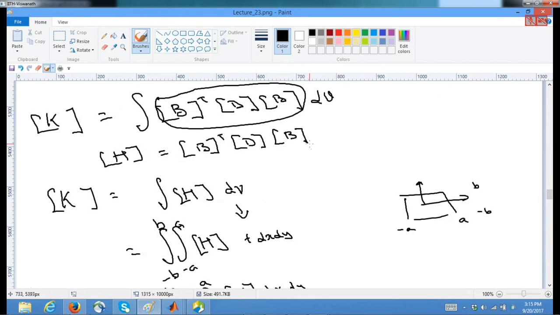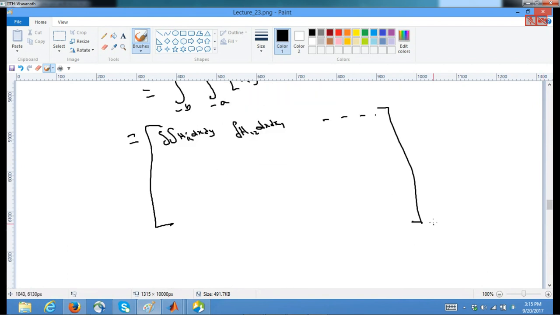This is 4 nodes, because we have 3 rows coming for the 3 strain variables, and then we have 4 nodes, and each node has 2 degrees of freedom. So it is 3 into 8. Since this is 3 cross 8, the transpose of it is 8 cross 3. So the resultant will be 8 cross 8 for all the degrees of freedom.